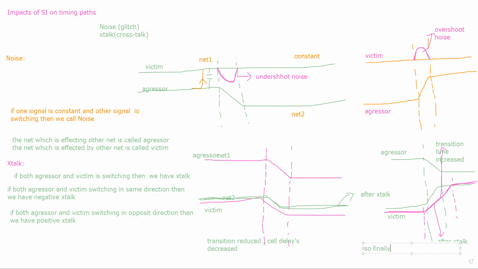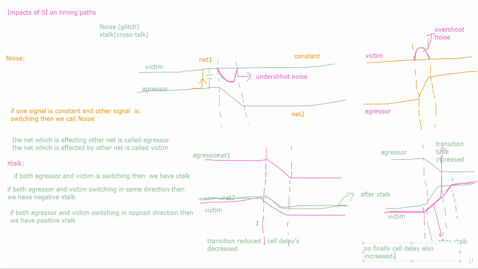So finally, is cell delay increased or decreased? If transition time is increased, what will happen to cell delay? Cell delay purely depends on input transition and output load. So finally, cell delay also increased. Understand, guys, how negative crosstalk will reduce the cell delays and how positive crosstalk will increase the cell delays.